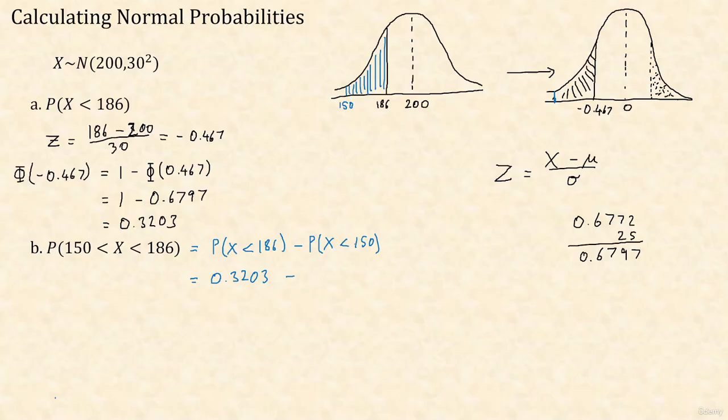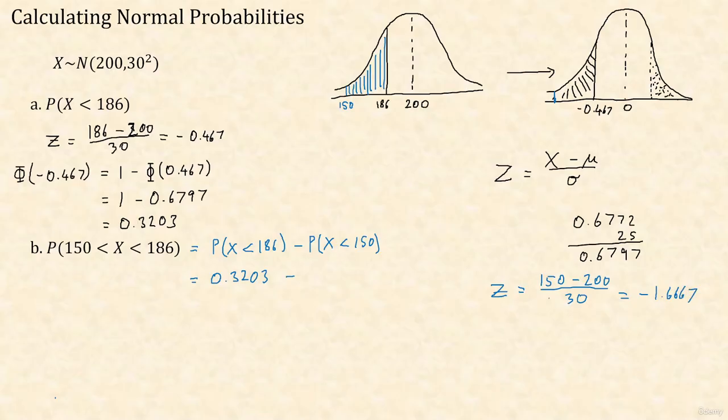So I'm going to need to standardize 150. How do I do that? Well, I say that my z value is 150 minus the mean, divided by the standard deviation, which was 30, and that's minus 1.6 recurring.